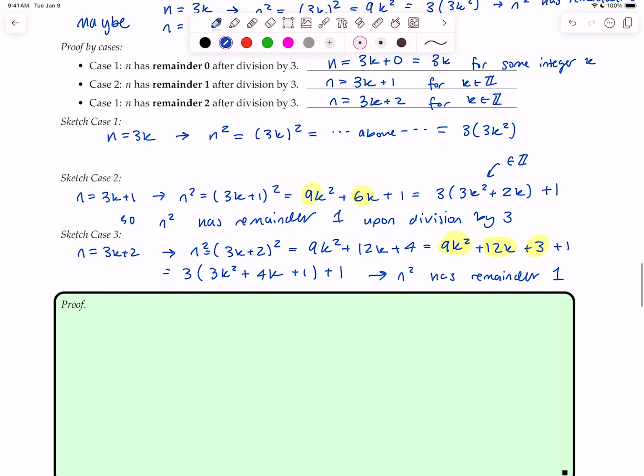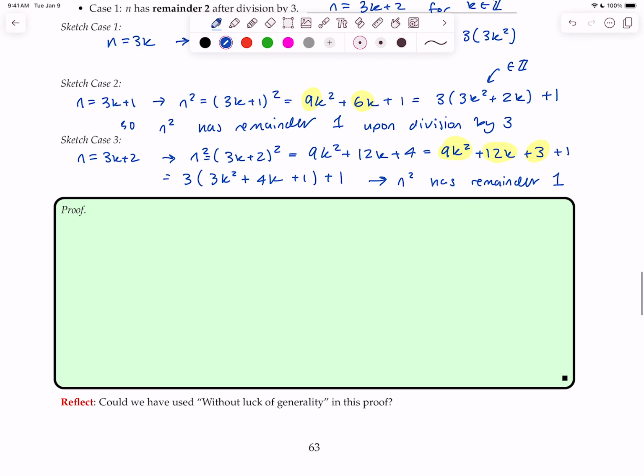So let's go ahead and write up the formal proof. Let's put all this together. Just for clarity for the reader, let's write what we can assume. So we assume that n is an integer.